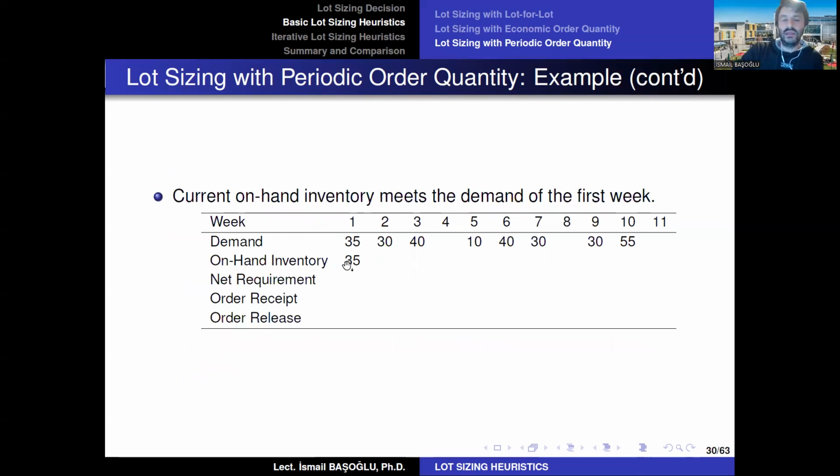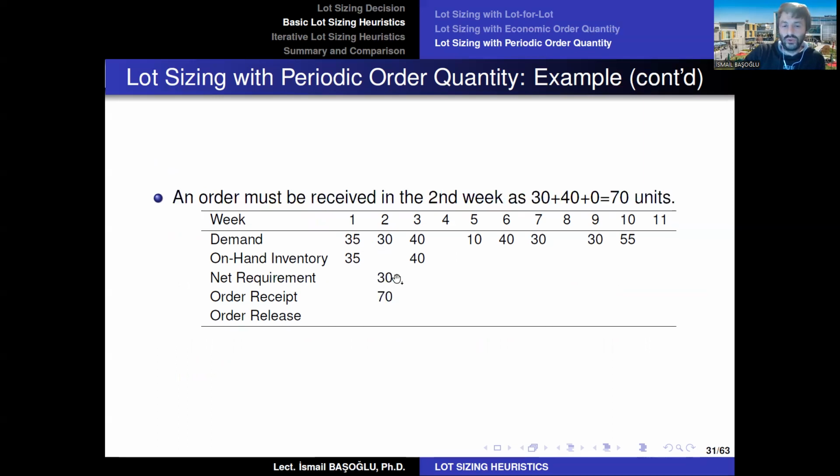So let's see again. The on-hand inventory that we have in the beginning of the planning horizon meets the demand of the first period. So a net requirement will be observed in the second week as 30 units. Now, we need to plan an order receipt at this point. But when we are planning this order receipt, we are going to consider the following 3-week periods demand. So we have a net requirement of 30 units here, plus 40 units in the third week, and plus 0 units in the fourth week. So for the following 3 weeks, the total net requirement is equal to 70 units. Therefore, we plan an order receipt of 70 units.